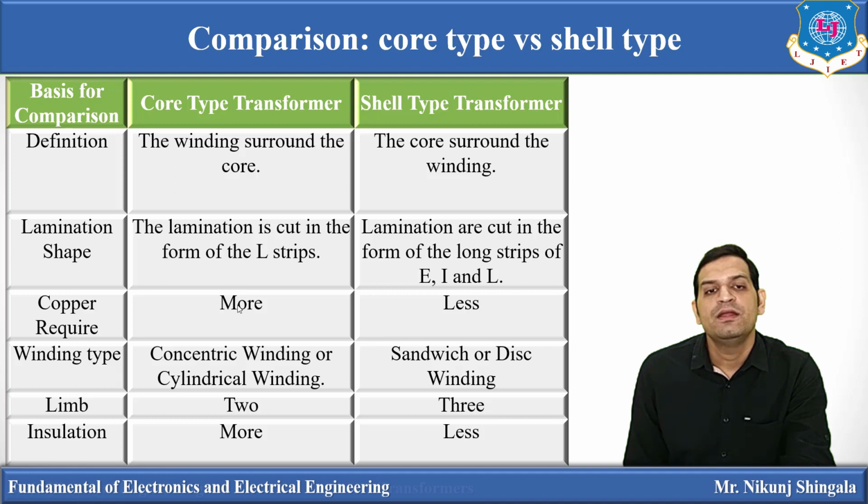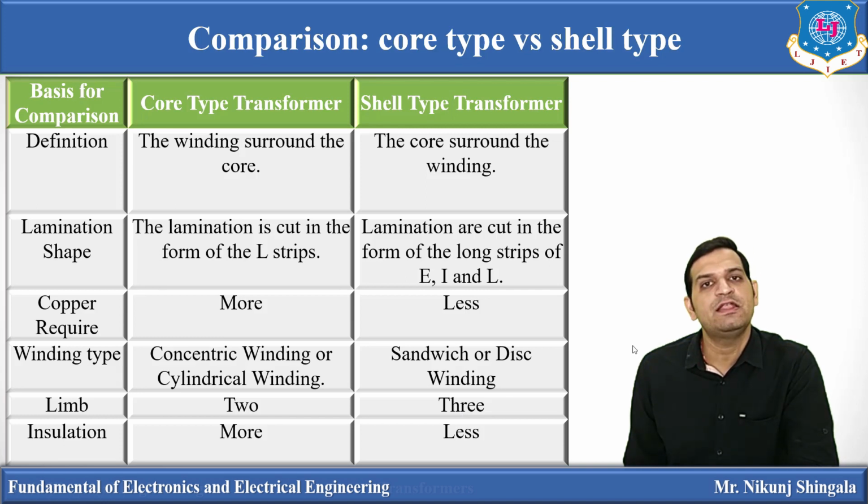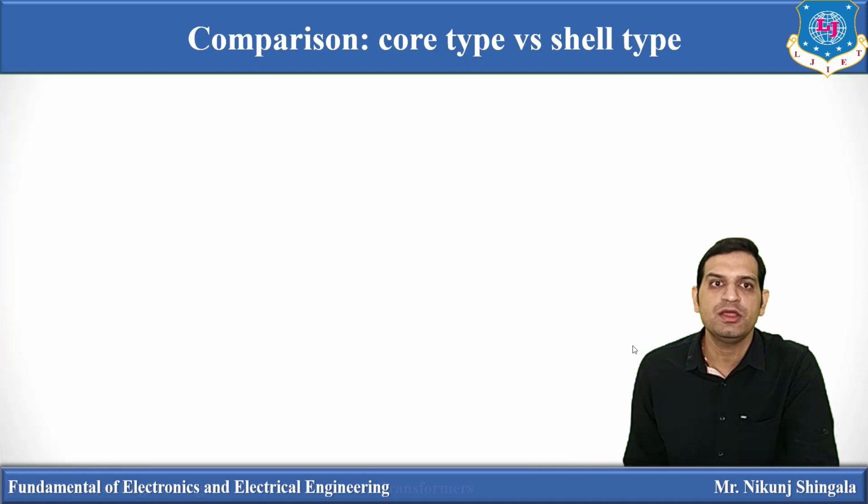Copper required: more copper is required. Here less copper is required because winding is placed on the central limb. Winding type: concentric winding, cylindrical type. Here sandwich or disc type winding is used. Limbs: here there are two limbs. Here it consists of three limbs. Core type requires more insulation. Shell type transformer requires less insulation.